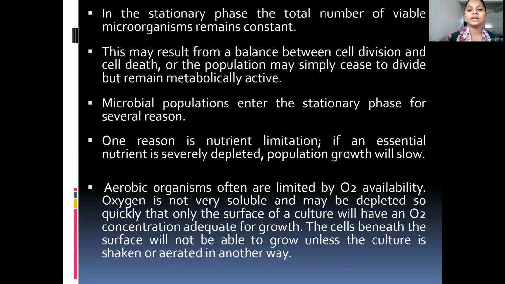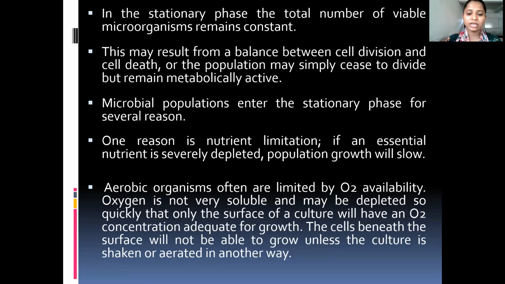In the stationary phase, the total number of viable microorganisms remains constant. This may result from a balance between cell division and cell death, or the population may simply cease to divide but remain metabolically active. Microbial populations enter the stationary phase for several reasons. One reason is nutrient limitation. If an essential nutrient is severely depleted, population growth will slow.